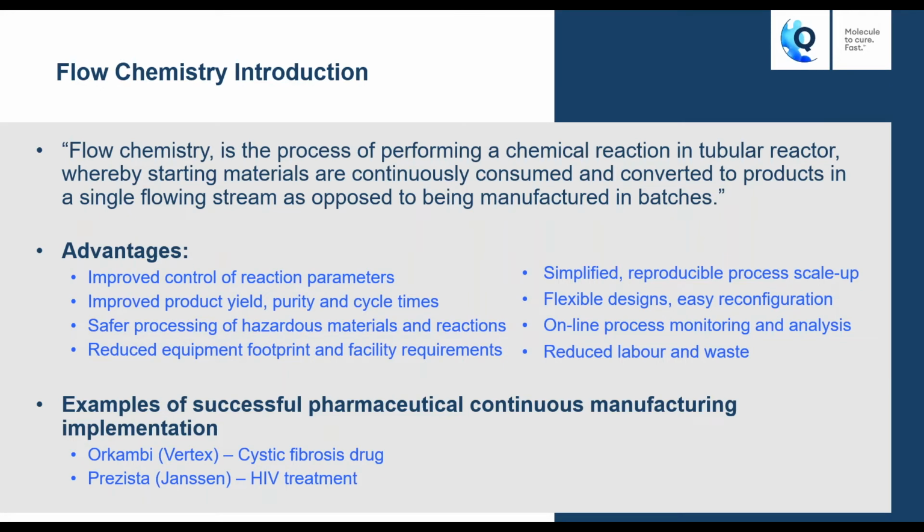So what is flow chemistry? Flow chemistry is the process of performing a chemical reaction in a tubular reactor whereby starter materials are continuously consumed and converted into products in a single flowing stream as opposed to being manufactured in traditional batch modes. The advantages of using flow chemistry is that it gives you great control over reaction parameters, which improves your yield, your purity, and reduces your cycle time of processes once established. They allow you to handle very hazardous materials because the inventory of reaction at any one point is incredibly small.